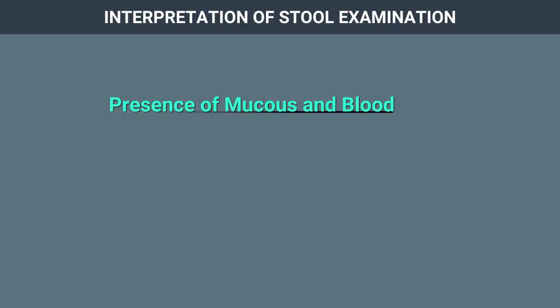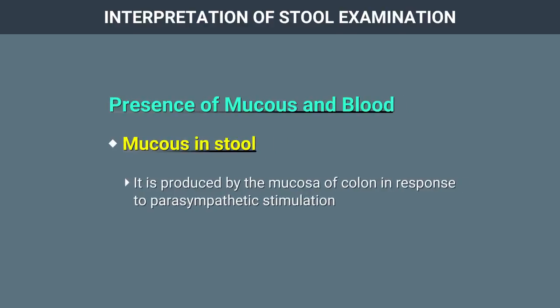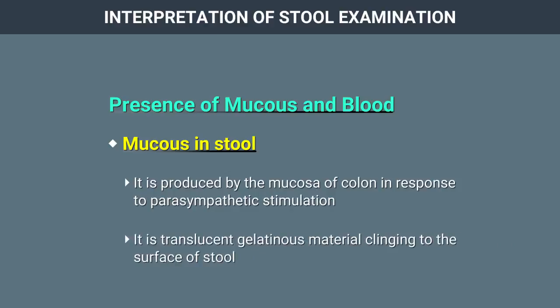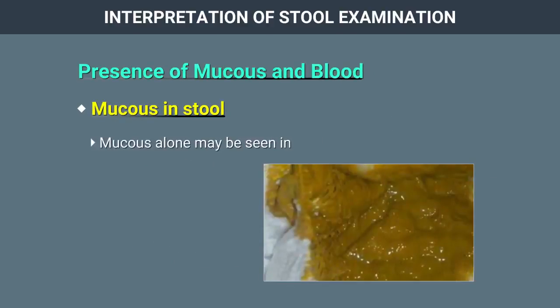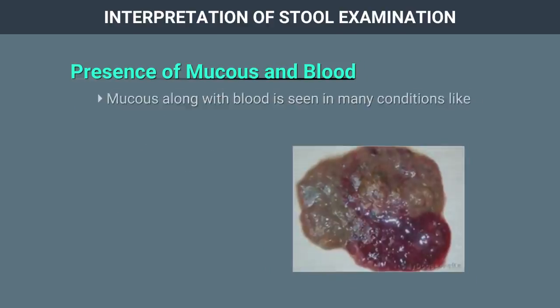Presence of mucus and blood. Mucus is produced by the mucosa of colon in response to parasympathetic stimulation. Mucus is translucent, gelatinous material clinging to the surface of stool. Mucus alone may be seen in severe constipation or mucus colitis.